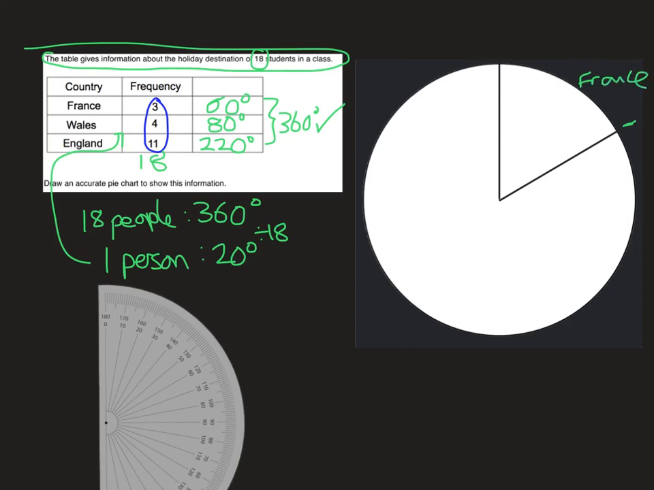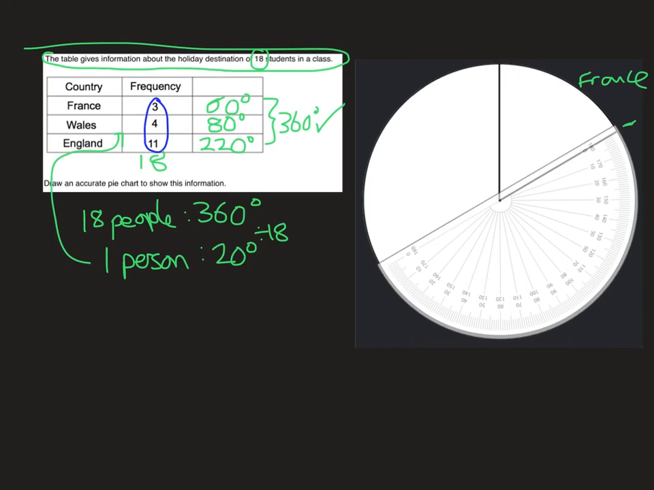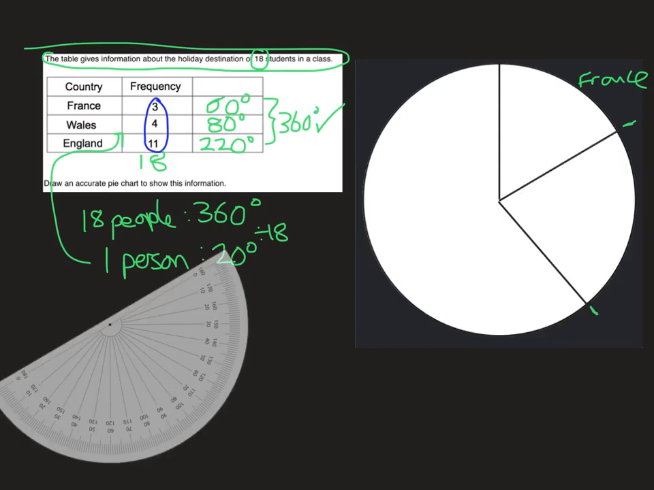Next, I need to draw 80 degrees for Wales. So I use that new line I've drawn for my 0 line, and I draw 80 degrees from there, which is roughly there. And then again, I join that up with the centre. And I should get something like that. So that is the Wales section.